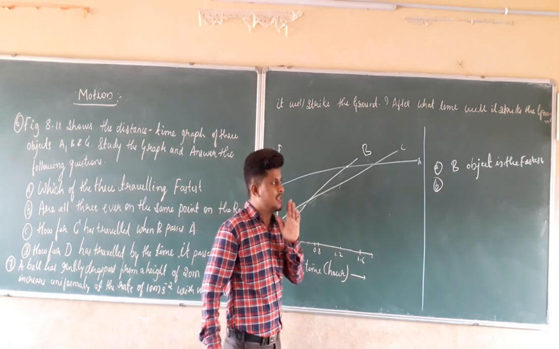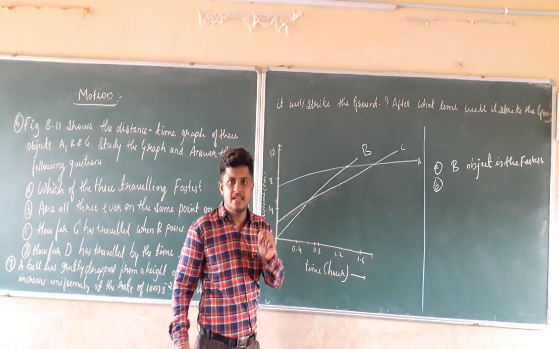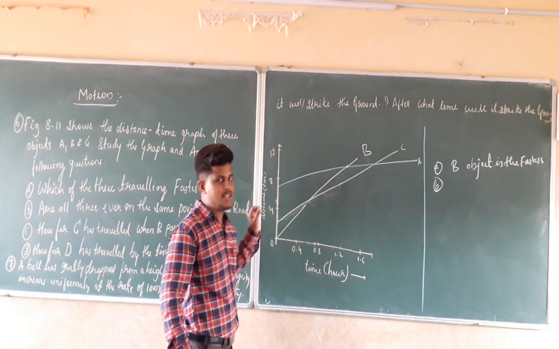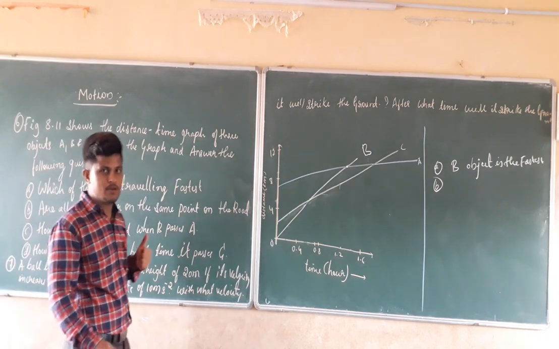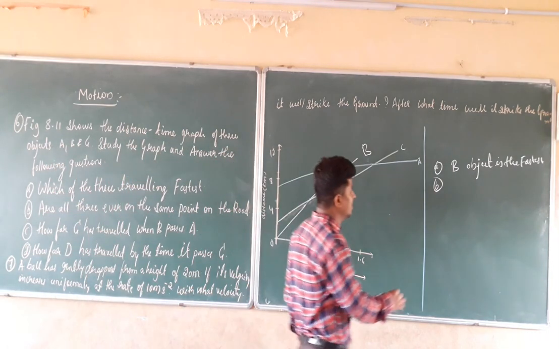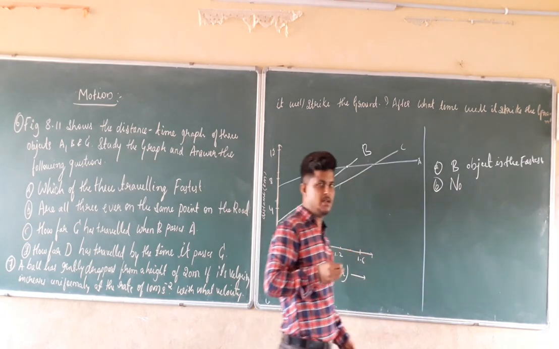If they are not intersecting at any point, what does it mean? That means they will not be on the same point on the road. So the answer will be no.